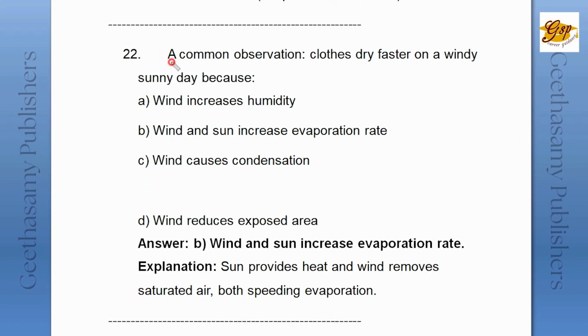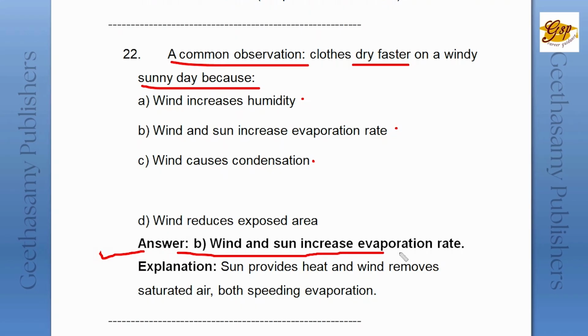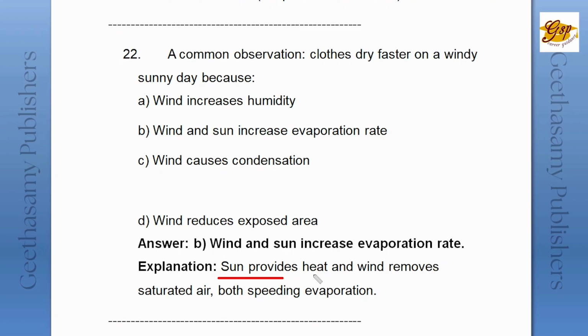And 22nd question. A common observation: clothes dry faster on a windy and sunny day because wind increases humidity, wind and sun increase the evaporation rate, wind causes condensation, or wind reduces evaporation area? The correct answer is B, wind and sun increase the evaporation rate. Sun provides heat and wind removes the saturated air, so both speed it up. That's why clothes dry very quickly on a sunny and windy day, right? Fine.